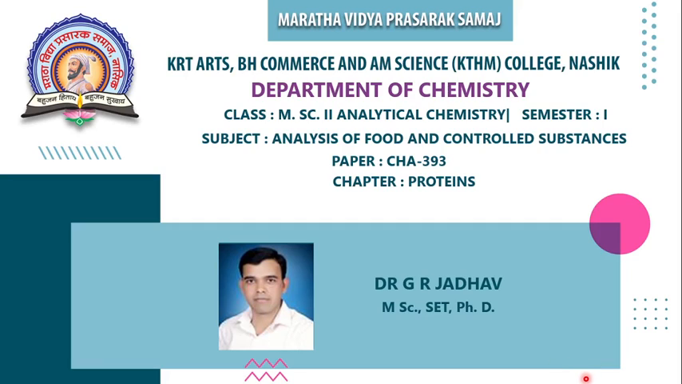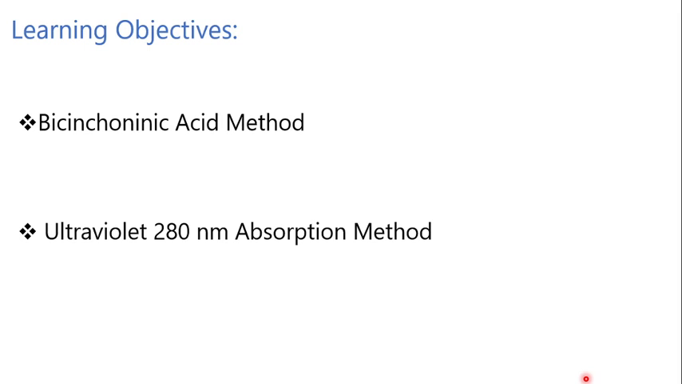Hello students, today we'll see the next topic, the different methods for the estimation of proteins. In the previous lecture we have seen the Lowry method, then different dye binding methods such as the anionic dye binding, then Bradford dye binding methods for the estimation of proteins. Today we'll see the bicinchoninic acid method, and the second one is the UV absorption method at 280 nanometers. So let us see one by one.